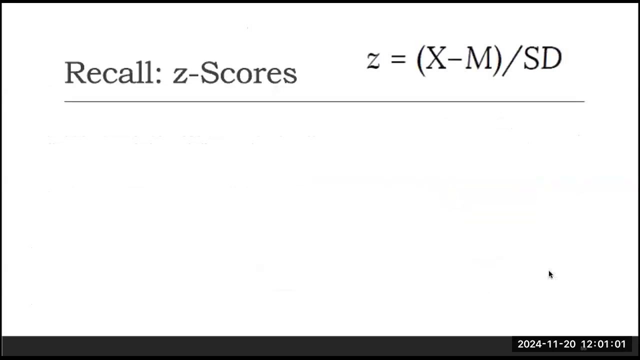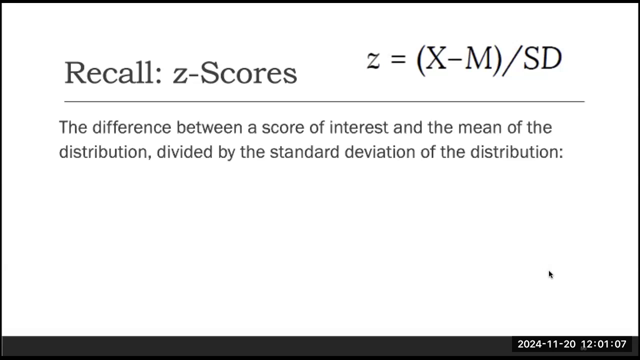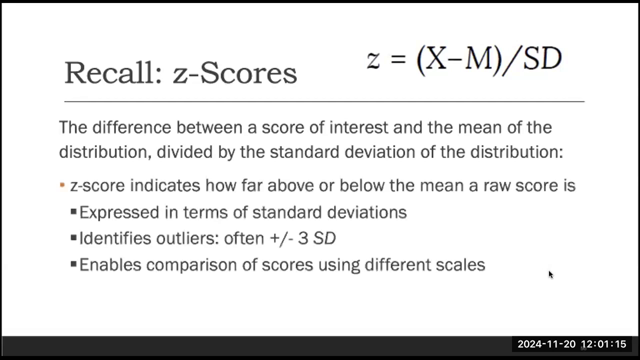Z-score problems. So remember again, what we're doing with the Z-score is that we want to find out, relatively speaking, how values from even two different scales compare to each other. We are expressing it in terms of standard deviation. So here's an example.